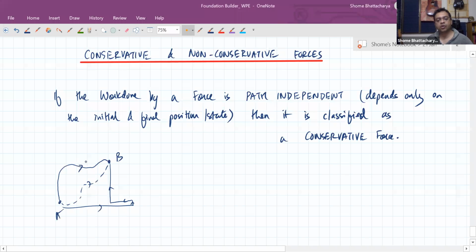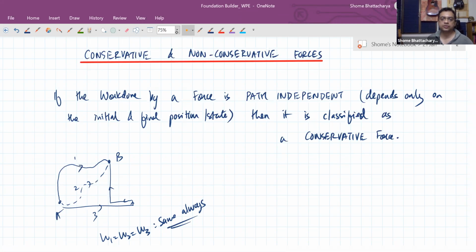It does not matter. All paths, whether it is path 1, 2, or 3, the work done will be the same always. Between the same 2 points, it will be the same. Then it is called a conservative force. And non-conservative is just vice versa of this. If it is path dependent, that means in the different paths it is going to be different. If these work done were not the same, then it is a non-conservative force.